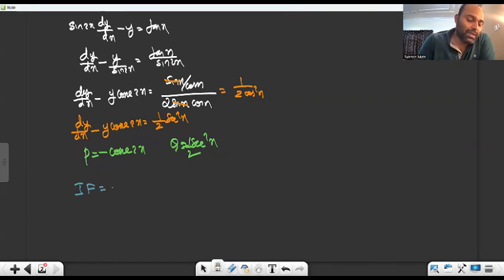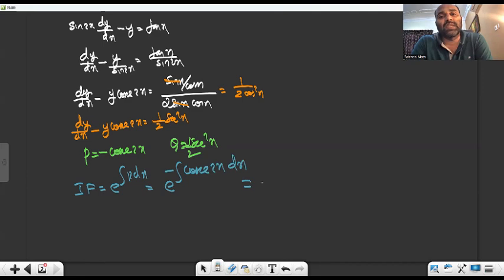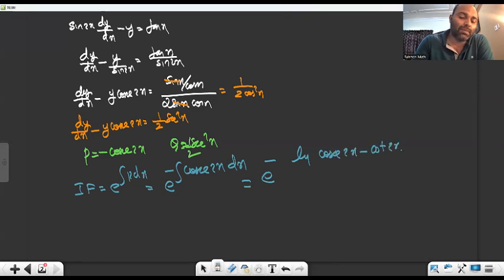Integrating factor we people used, right? e raised to integral P dx, e raised to integral minus cosec 2x dx. What is the integral of cosec x? Log of cosec x minus cot x. So e raised to minus log of cosec 2x minus cot 2x.